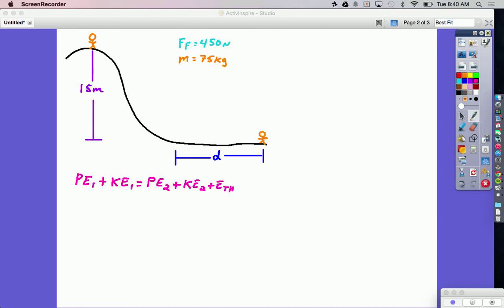A 75 kilogram skier is going down a hill that's 15 meters high. And he starts to slow down at the bottom of the hill because he needs to in order to stop before he gets to the ski lift.